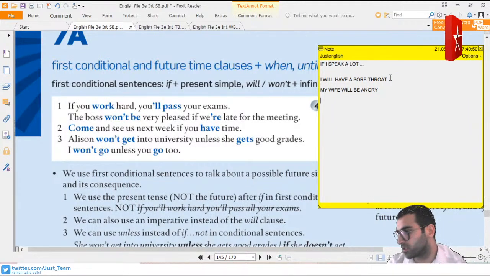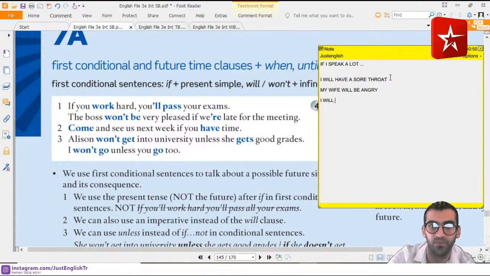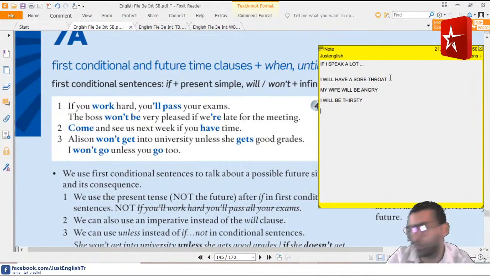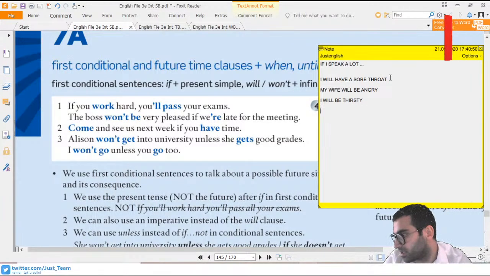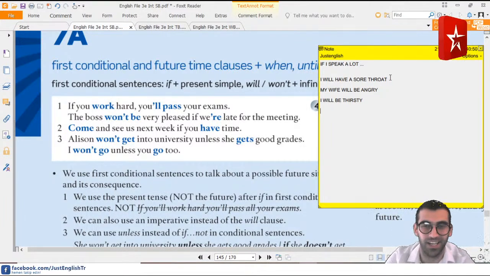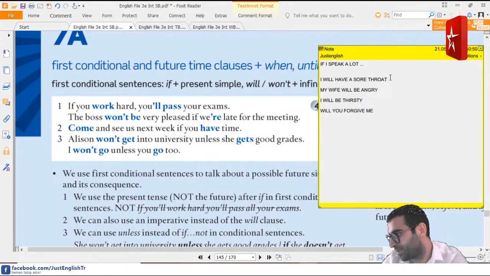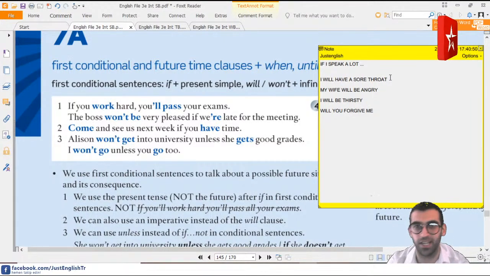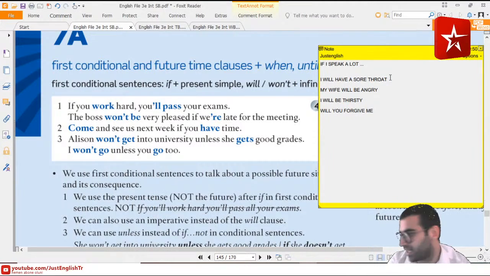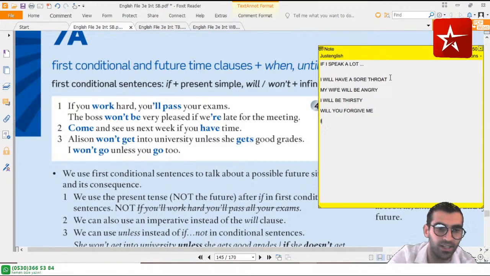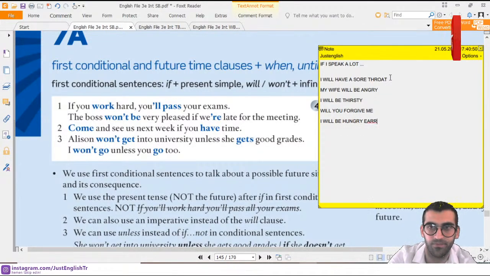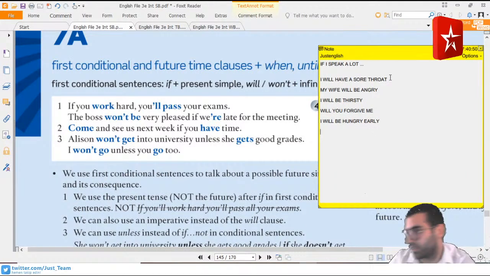I'll have a sore throat, or I will be thirsty. I will be thirsty, or if I speak a lot, will you forgive me? Will you forgive me? That is an interesting idea from Minevver Kavak. And next idea. If I speak a lot, I will be hungry early. Yes, I will be hungry early.